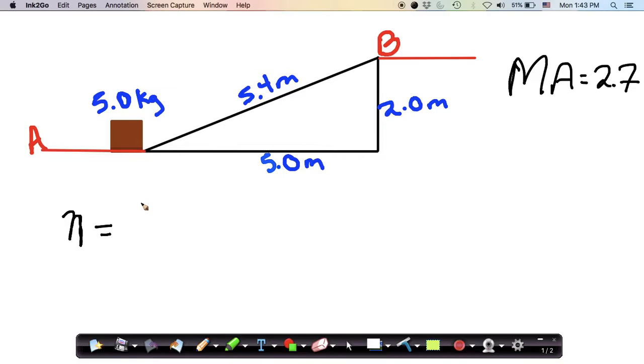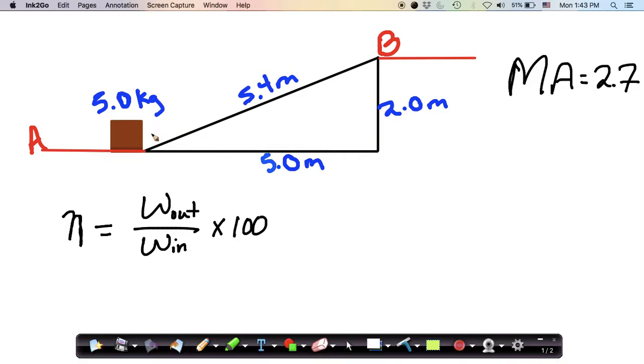And efficiency is simply a ratio of the output work, useful work done by the simple machine, versus the total input work that we do. And typically this is expressed as a percent, so we multiply by 100. Just to kind of illustrate this process for you.